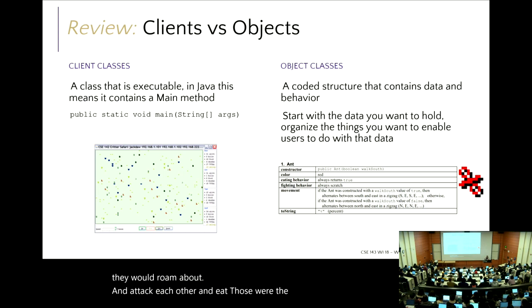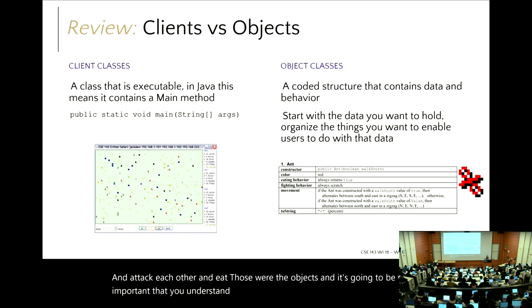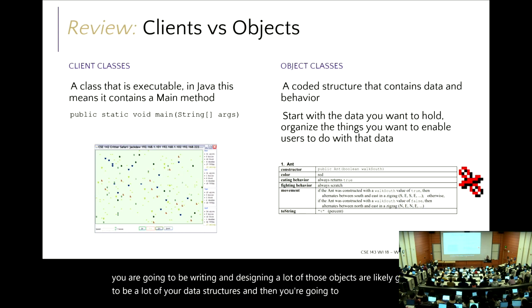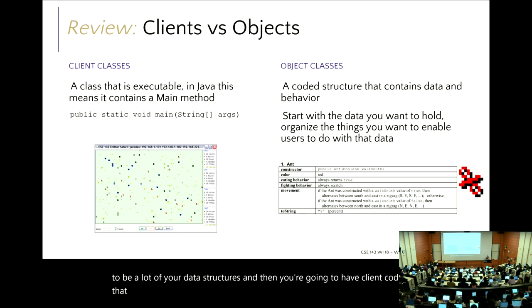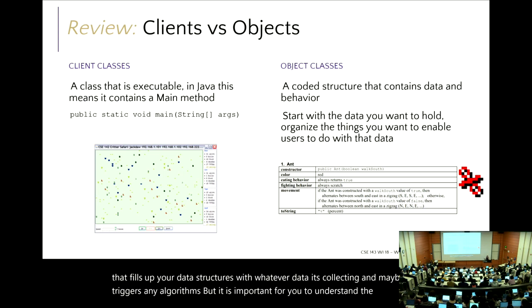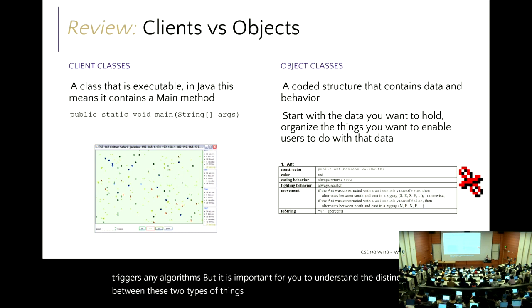And it's going to be very important that you understand the distinction between these things, because you are going to be writing and designing a lot of objects. Those objects are likely going to be a lot of your data structures. And then you're going to have client code that fills up your data structures with whatever data it's collecting and maybe triggers any algorithms. But it is important for you to understand the distinction between these two types of things and how they ultimately partner together.